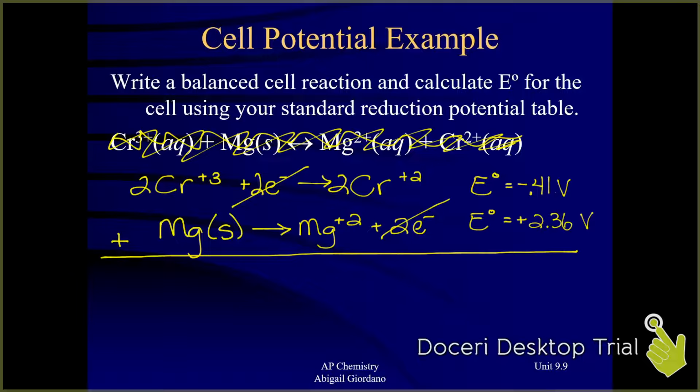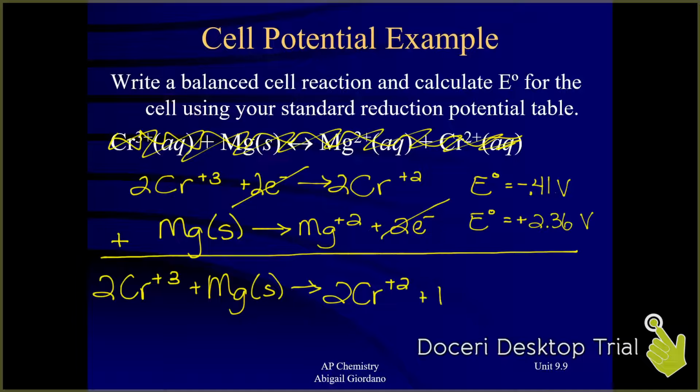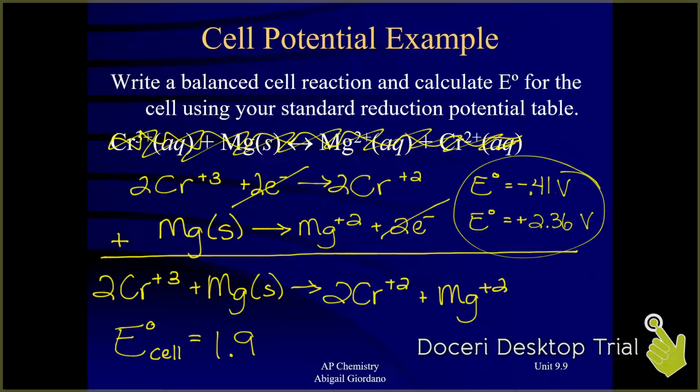But now my electrons will cancel out. So here is my properly balanced cell reaction for this galvanic cell. And it's not only element balanced now, it's charge balanced as well. And if I add those two numbers together, now I can write this E cell, because this is the value for the entire galvanic cell. I add the numbers together, and there's my total cell potential.